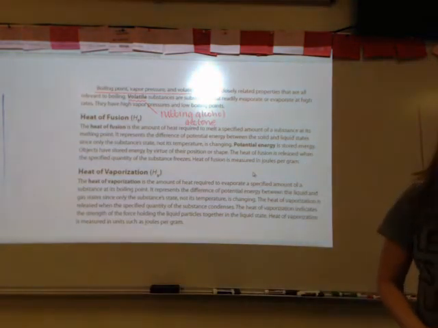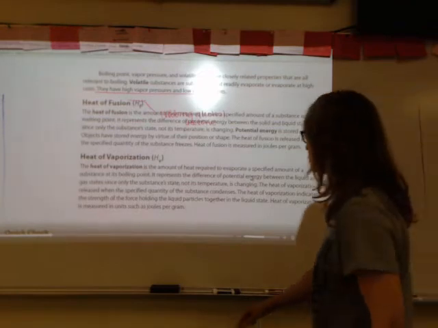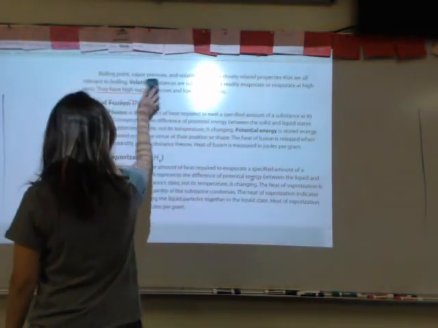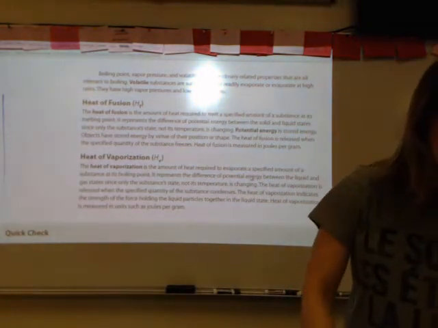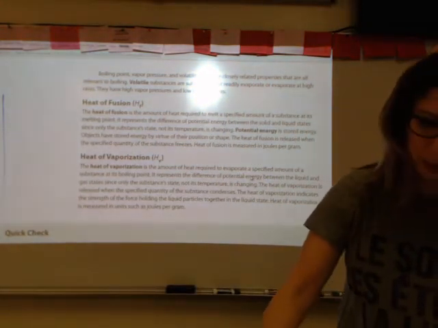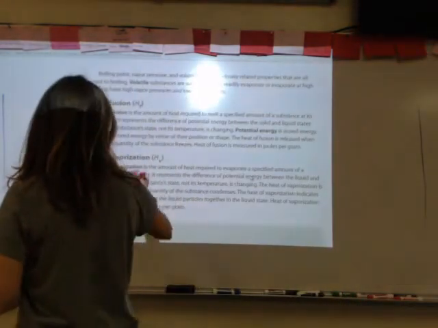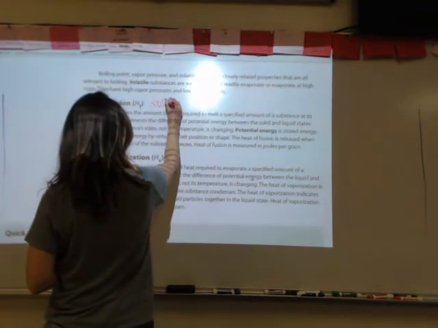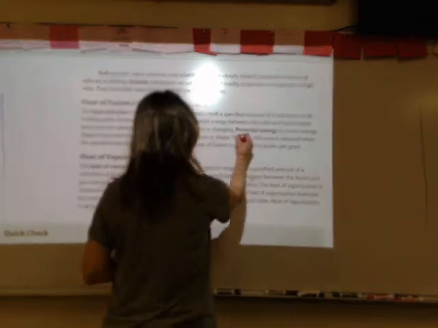Now, let's talk about the heat that is associated with certain phase changes. Let's talk about the heat of fusion and the heat of vaporization. The heat of fusion is the amount of heat that's required to melt a specific amount of a substance at its melting point. So this heat of fusion has to do with the solid to liquid phase change. It represents the difference of potential energy between the solid and the liquid states. Potential energy is stored energy.